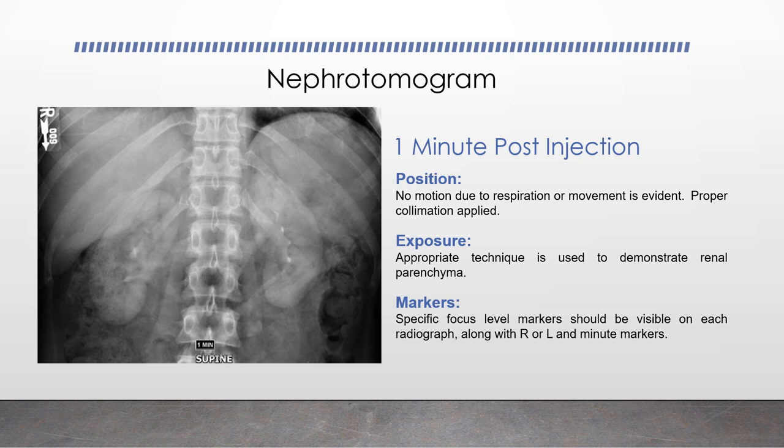Nephrotomogram is 1 minute post-injection to get the kidneys in full blush phase, which this is an excellent picture here. Position: no motion due to respiration or movement is evident. Exposure: appropriate technique is usually demonstrated with a renal parenchyma. Markers: specific focus level markers should be visible on each radiograph, along with a right or left marker and minute markers.